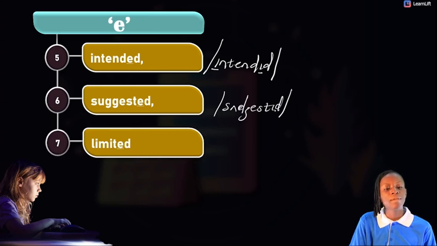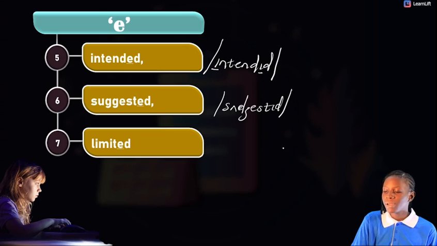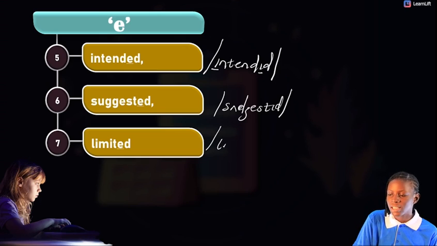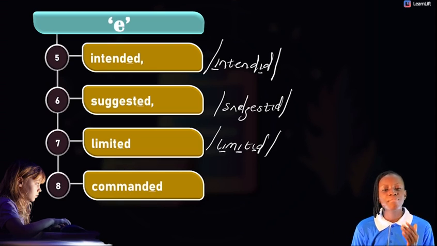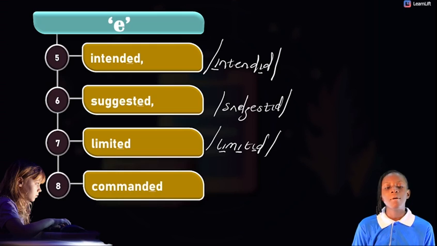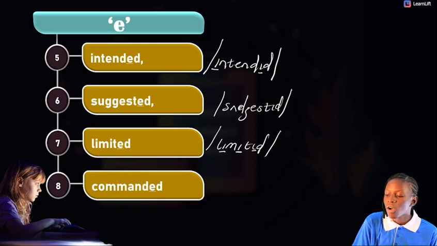Okay, next I have limited. Now my limited is transcribed as this. Limited has a triple E sound. Next I have commanded. Now my commanded is transcribed as this.